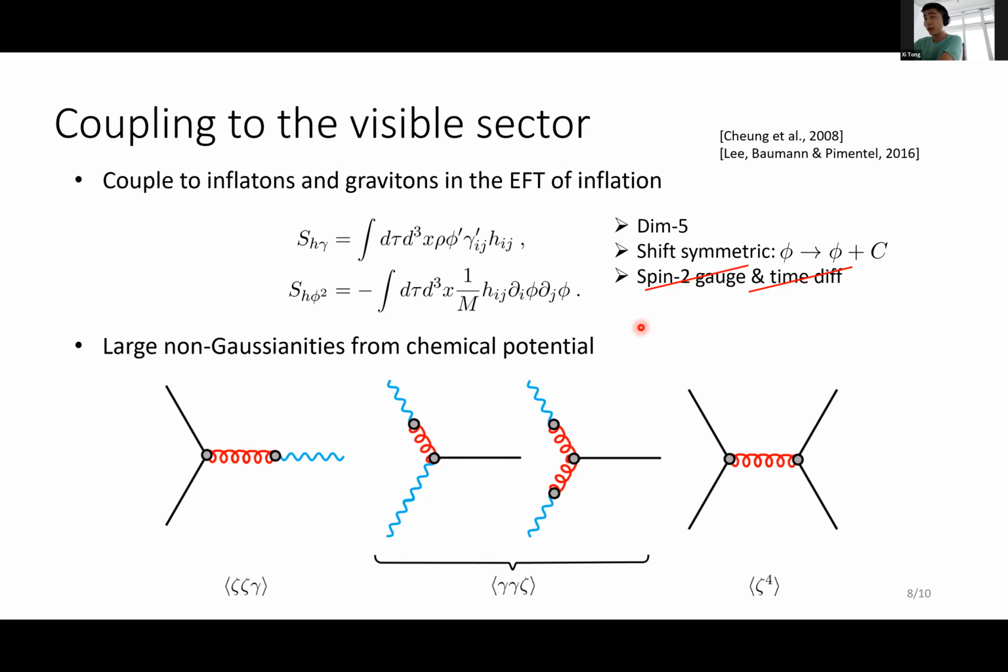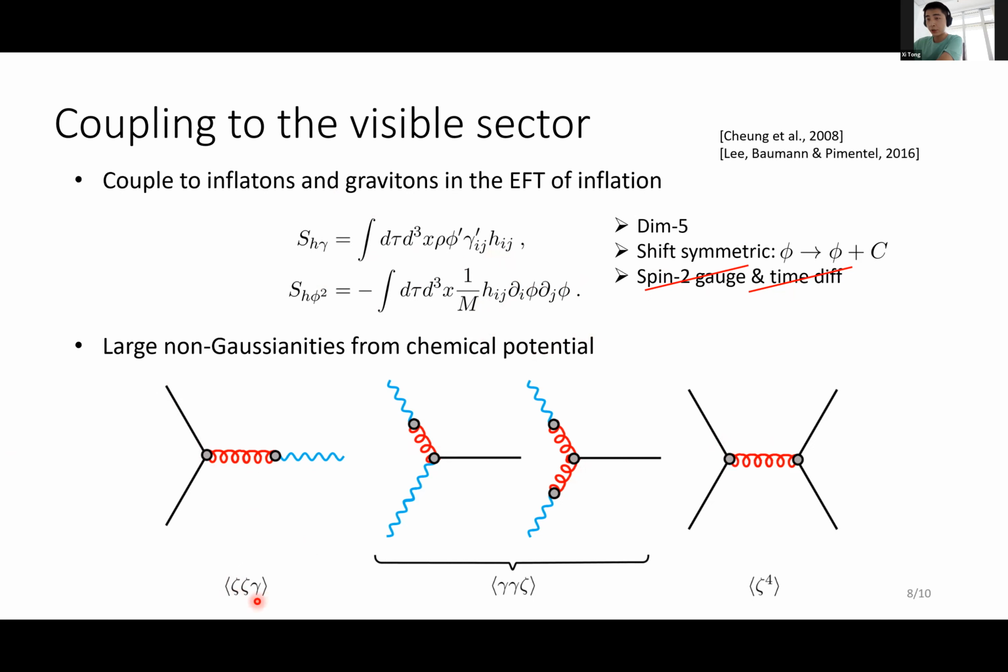They can be easily coupled via these 2 operators in the EFT of inflation. They're all dimension 5 and they're all symmetric under inflaton shifts. And they are not invariant under the spin-2 gauge transformation and time diffeomorphism. So this means some constraint will be imposed in order to ensure the EFT validity. After turning on these couplings, one can observe the effects of the spin-2 particles enhanced by chemical potential by looking at the following correlators.